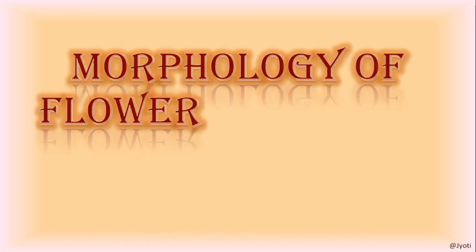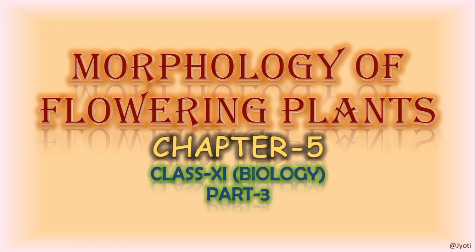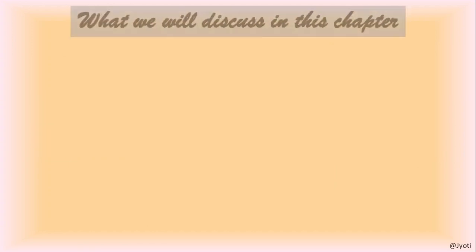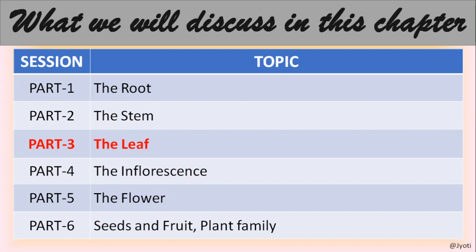Welcome everybody. We are discussing the chapter Morphology of Flowering Plants. This is chapter 5 of class 11th biology. In our previous two sessions, we have discussed up to the stem. In the first session, we discussed the root, and in the second session, we discussed the stem. And today in this session, we'll discuss the leaf. So let us start our discussion.